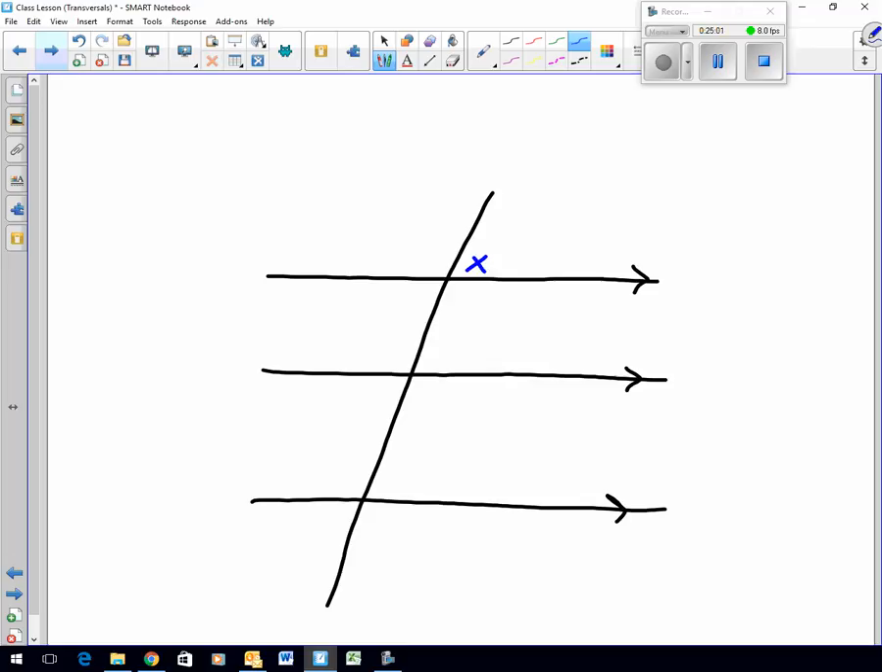If that angle is x degrees, how much is this angle? If those two are x, what about these two? Now let's check out here. Let's make sure. If all those are x's, let's see. Are those vertical? Yes. Are those corresponding? Yes. Are those alternate interior? Yes. Are those alternate exterior? Yes.